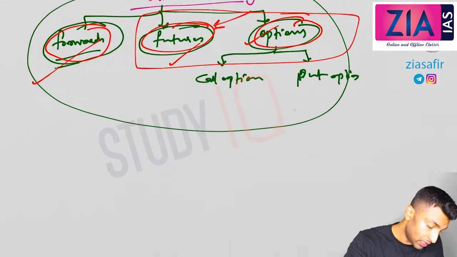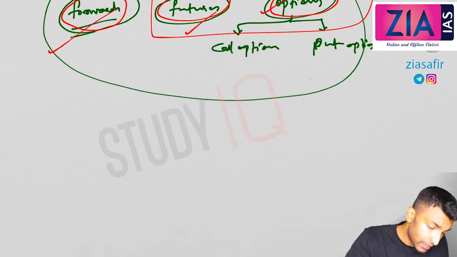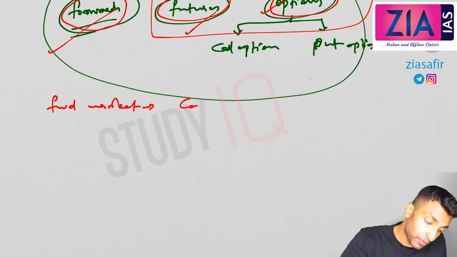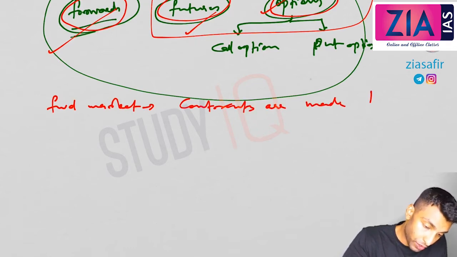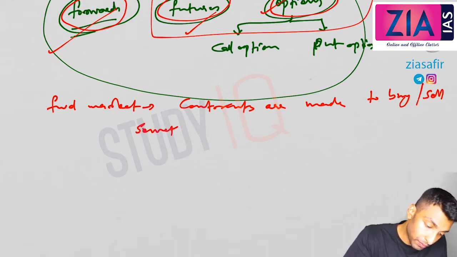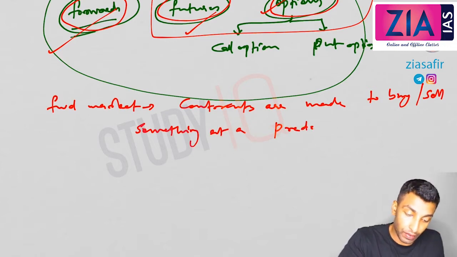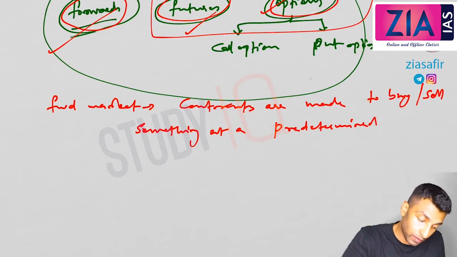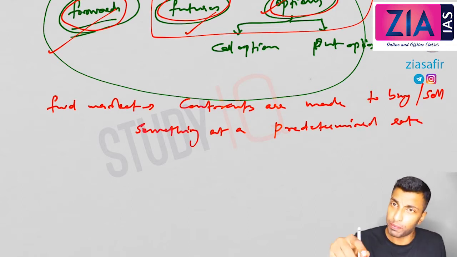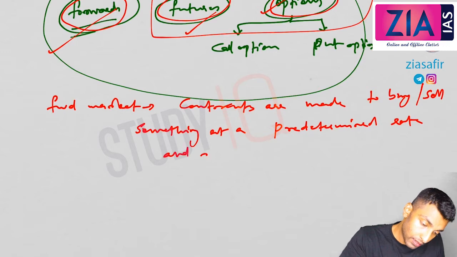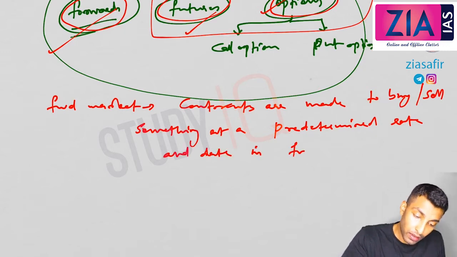But I'll tell you what forwards are also. For example, okay, let's write the definition of forward market. Forward market. In this market, contracts are made to buy or sell something at a predetermined rate. That means price and date in future.